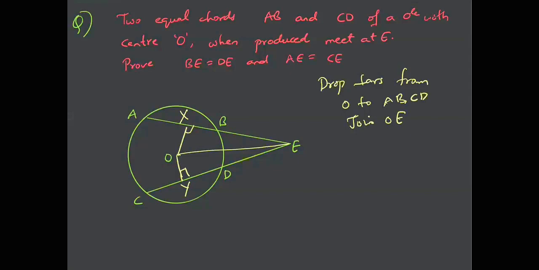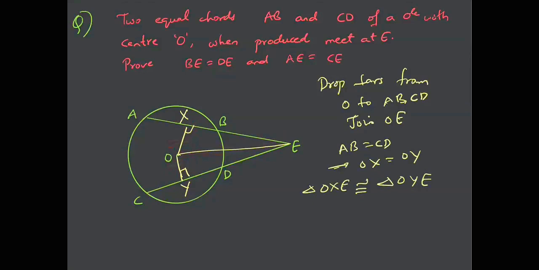Now you can see that these two triangles are congruent. Why? Because the chords are equal, then they are equidistant from the center, right? AB is equal to CD implies OX is equal to OY, and so you can see that these two triangles are congruent because OE is the common side. This is 90 degrees and these two lengths are equal. So by right angle, hypotenuse and side congruency, these two triangles are congruent. So triangle OXE is congruent to triangle OYE.